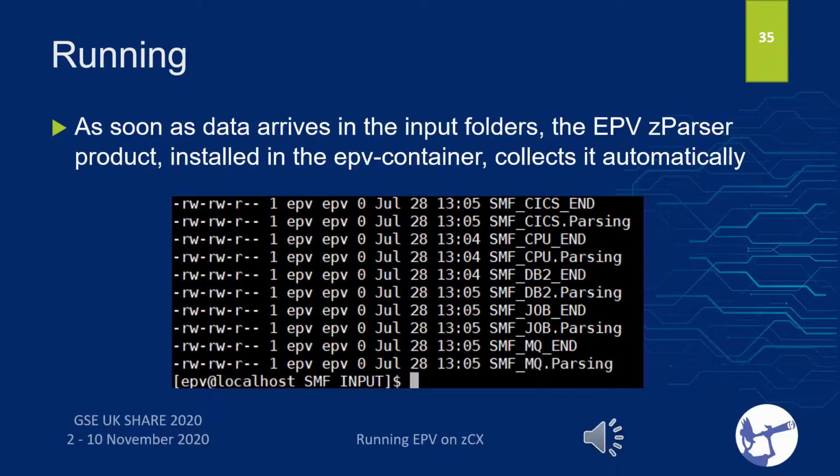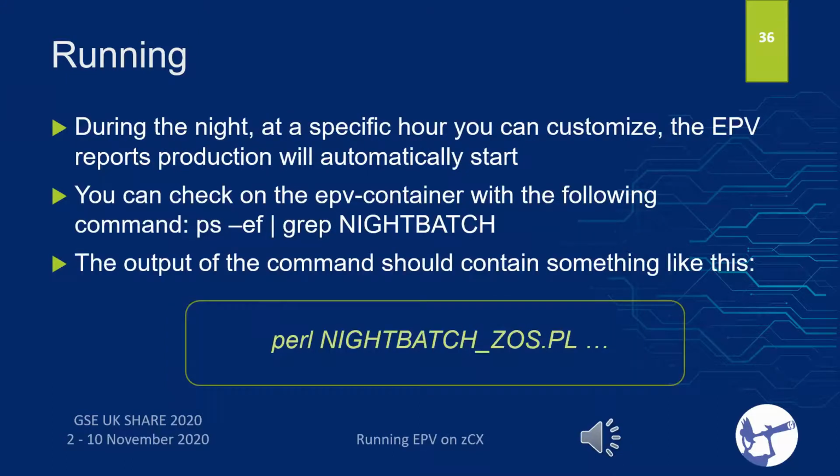As soon as EPVZ-parser realizes that new files are coming, it renames them by adding the .parsing suffix. The report's production starts by default at 3 a.m. in the night, but this is one thing that you can configure. Again, you can always check what's happening in the EPV container by issuing a Linux command as shown here.